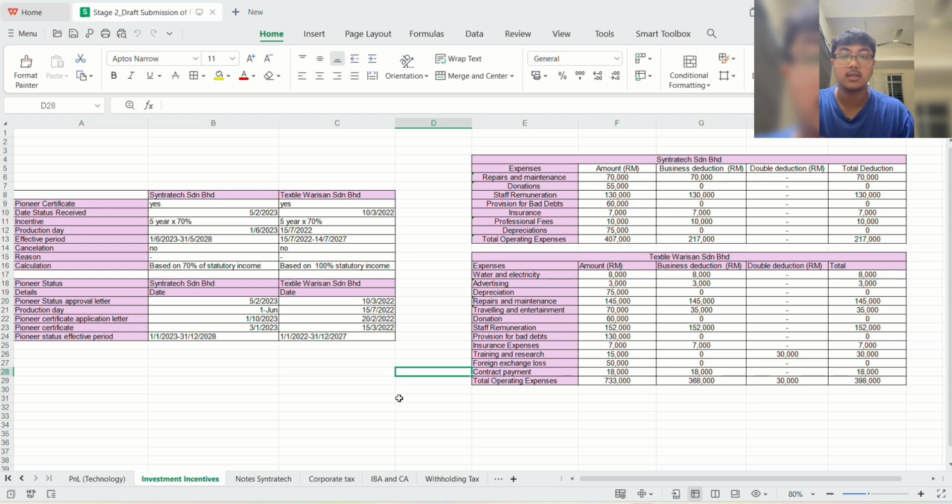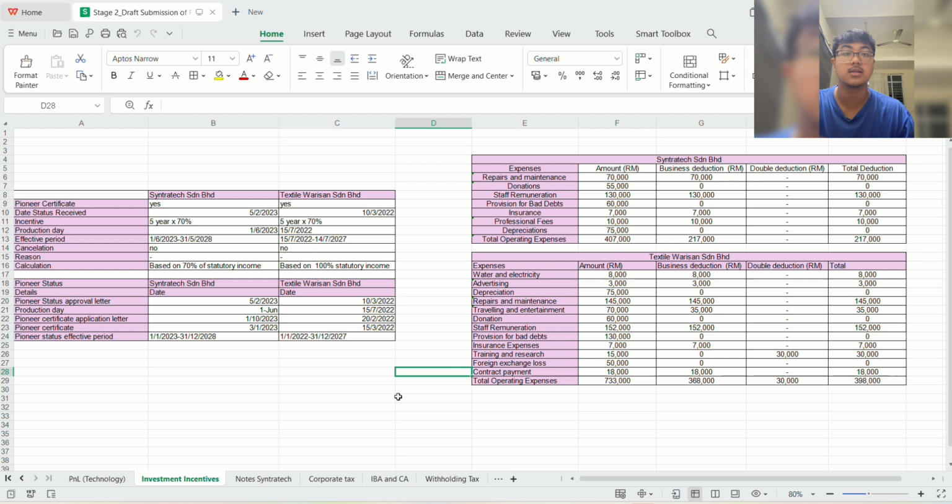On the other hand, Textile Warisan Sdn Bhd demonstrated more strategic tax planning. Along with normal operating expenses like repairs, staff salaries and advertising, they claimed double deductions for approved training and research expenses as well as insurance, each amounting to RM30,000. This resulted in a higher total deductions figure of RM798,000, showing effective utilization of available tax incentives.